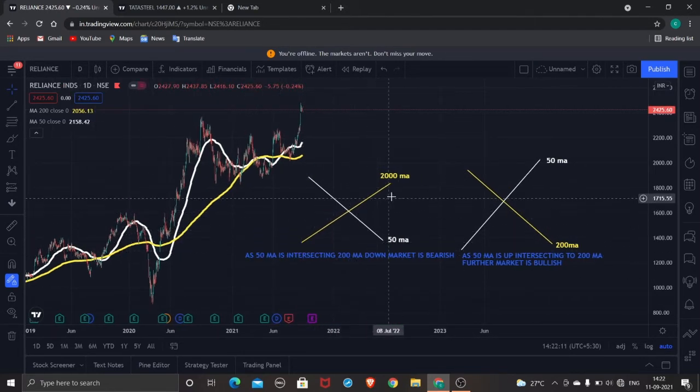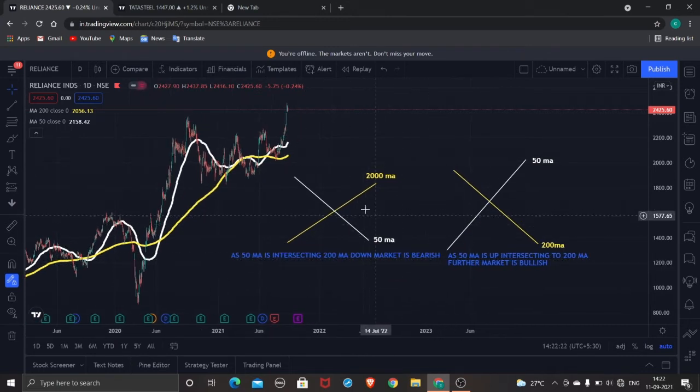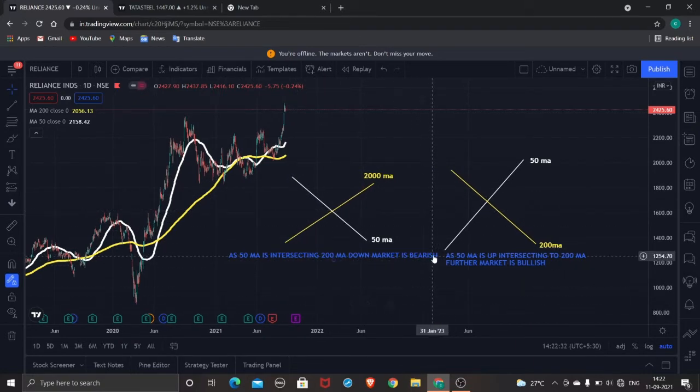If this is the 200 moving average and this is the 50 moving average, and the 50 moving average crosses down through the 200 moving average, the market is bearish. As you can see here, the 50 moving average is crossing the 200 moving average in a downward manner, so the market is bearish. What does bearish mean? It means the price is expected to fall further.